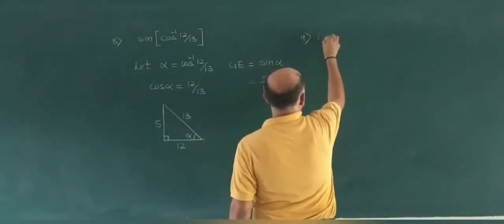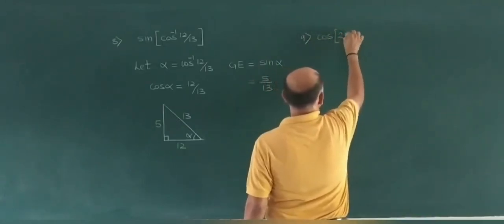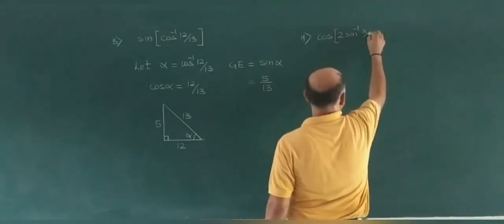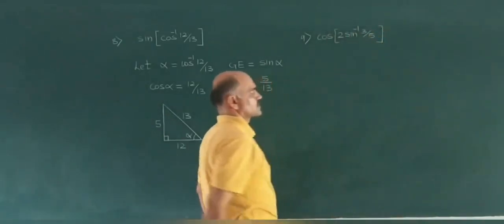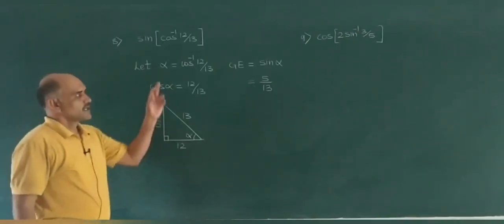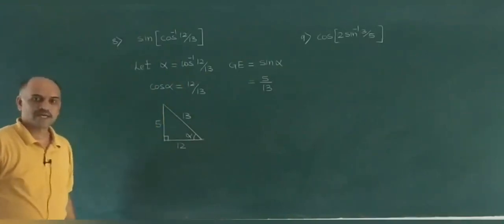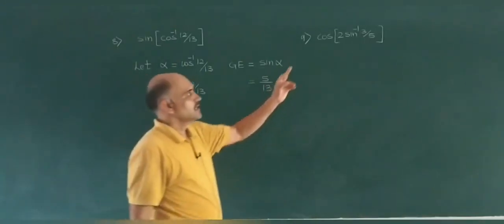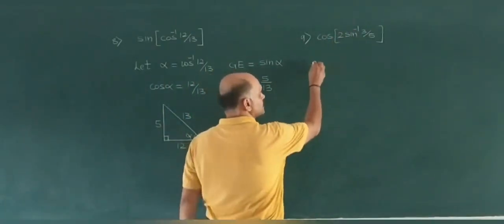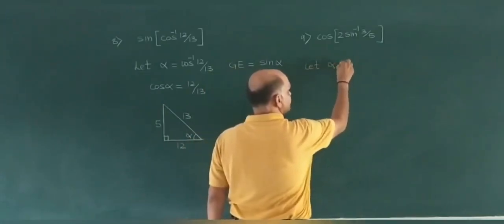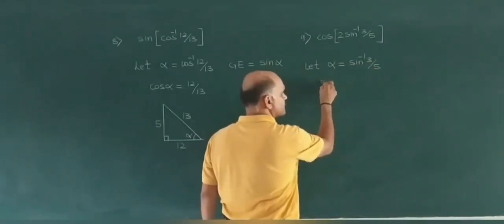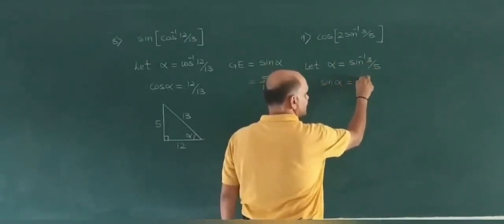You may say cos of 2 sin inverse 3 by 4. Sorry, 3 by 5. Cos of 2 sin inverse 3 by 5. Now same like this, you are required to take alpha. But here, take alpha is equal to sin inverse 3 by 5. So let alpha is equal to sin inverse 3 by 5. Therefore sin alpha is equal to 3 by 5.